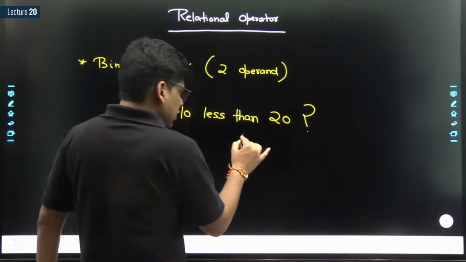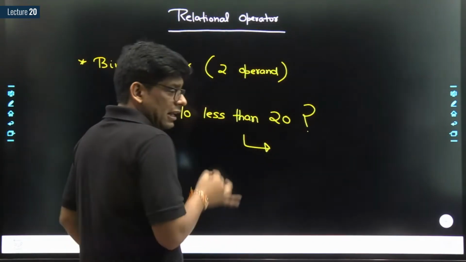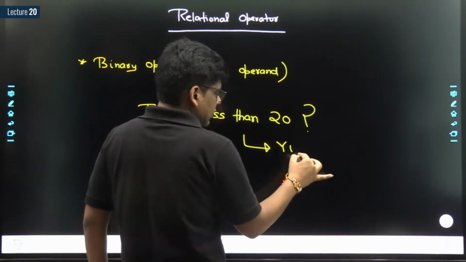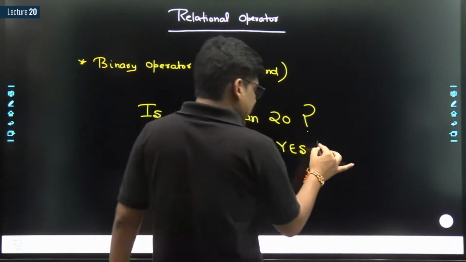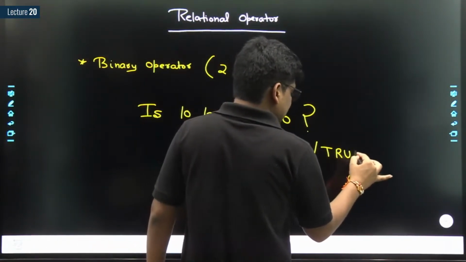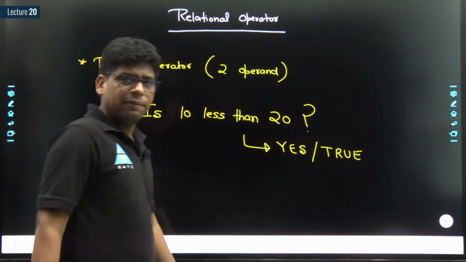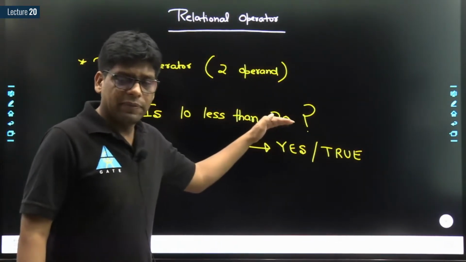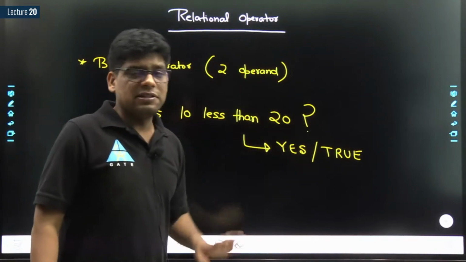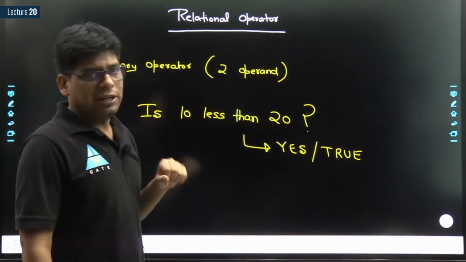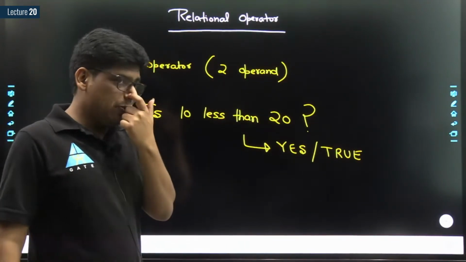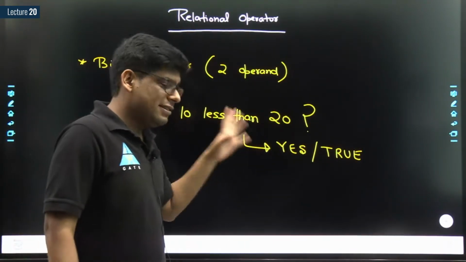That means someone can answer this question either you will say yes or you will say no. That means the answer to such question is yes. Or can I say this statement is true? Yes, this statement is true. If someone asks you a question, is 10 less than 20, then what you will answer? Yes.